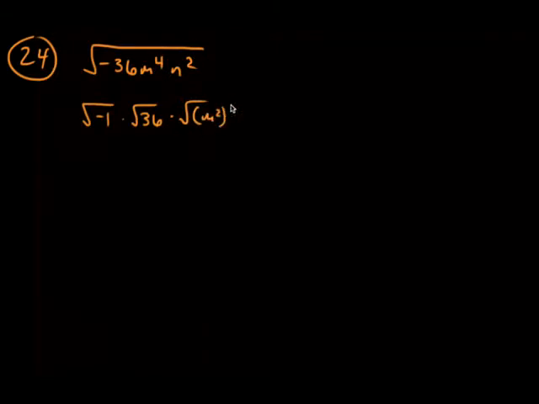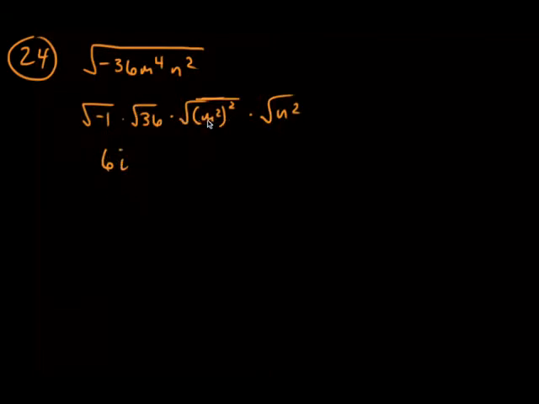M squared squared is the same as m to the 4th, and the square root of n squared I've got here. So let's see, square root of 36 is 6, square root of negative 1 is i. Maybe you've noticed at this point that I've been writing my numerals in front of the i. That's the same as if I had a pi or something like that showing up. I would still write a number in front of it, even though i and pi do represent numbers themselves.